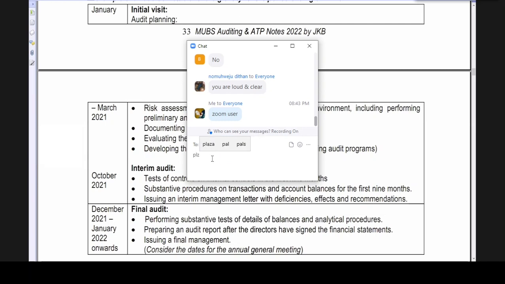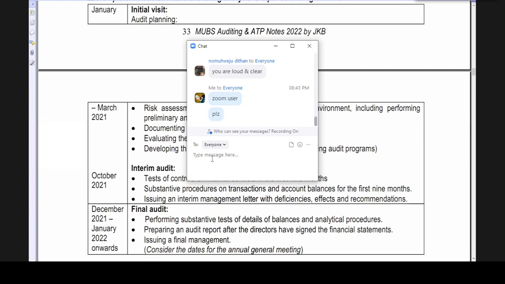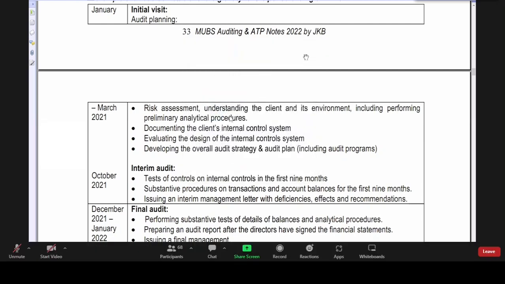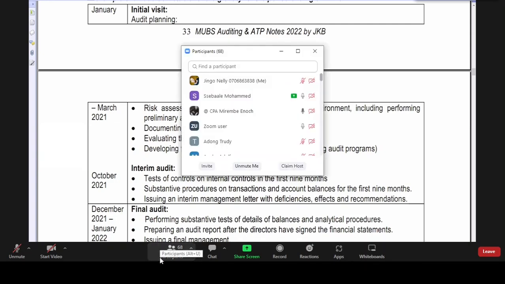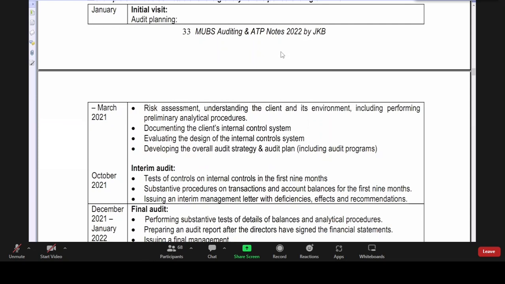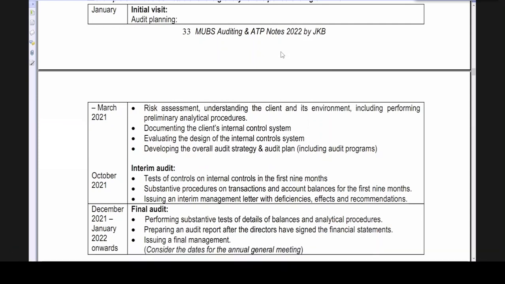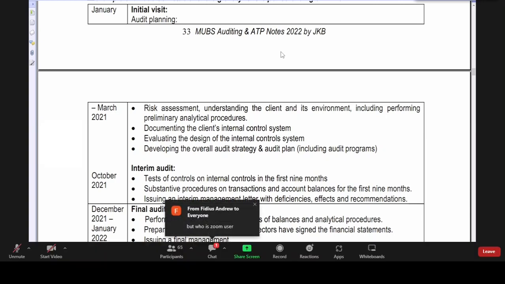Is there a challenge, Stella? Excuse me, sir. Yes, I also didn't get, at this point, the substantive procedures on transactions and account balances. I didn't get the meaning, for the first 9 months. Substantive procedures on transactions and account balances.